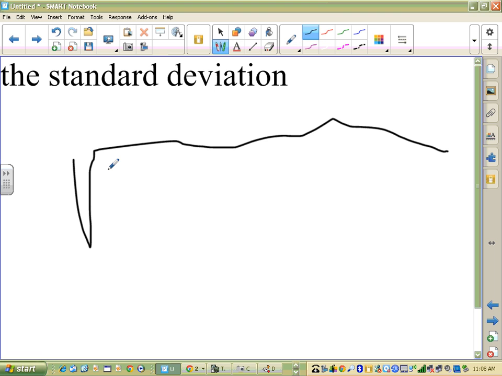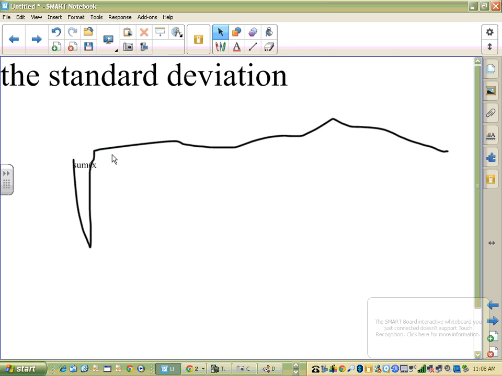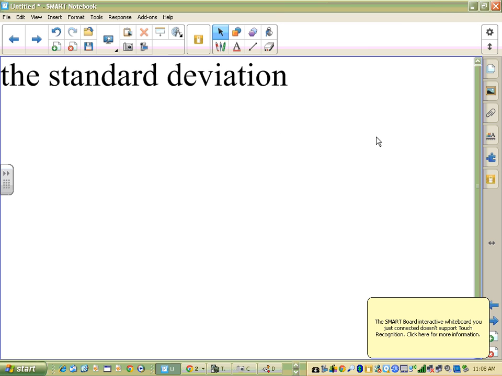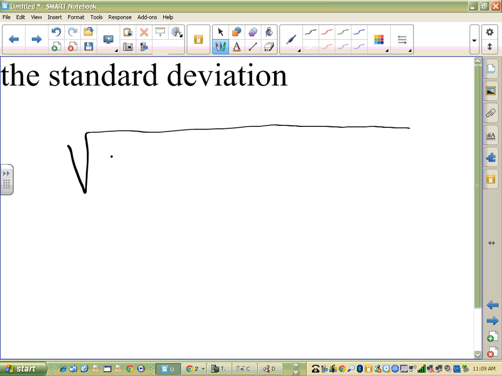We're going to take the square root of the sum of the X. Oh, I forgot about my slate. Let me try the slate. The slate's probably not going to work either, but we'll try it. Okay, standard deviation. Going to be the square root of the sum of the x squared times the p, minus mu squared.